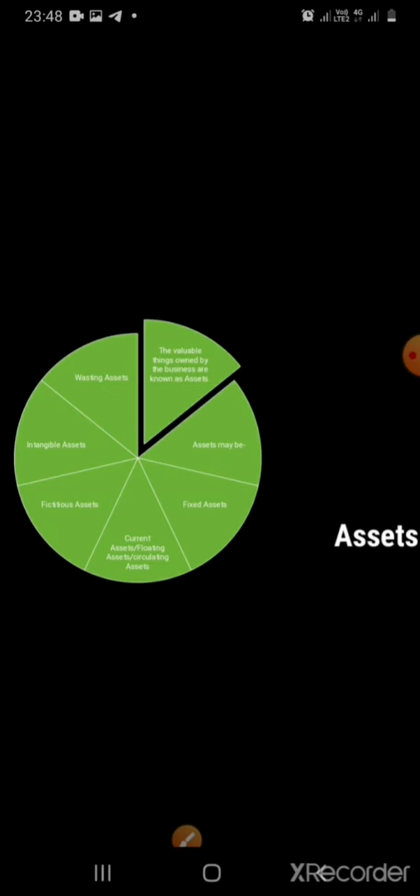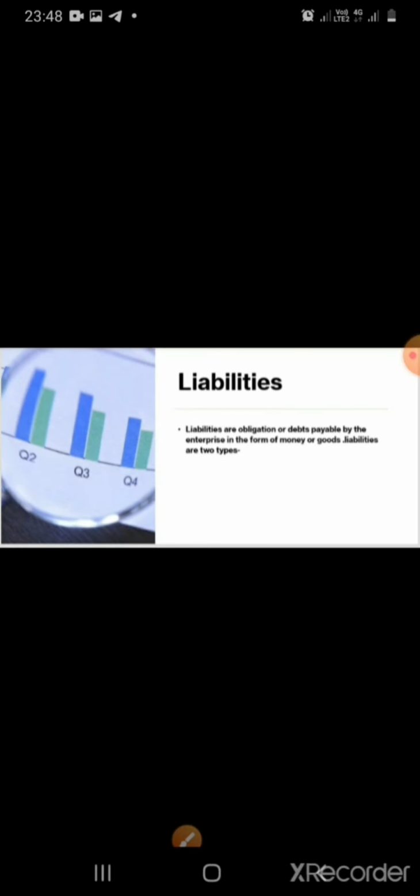Next, let us see about liabilities. Liabilities are obligations or debts payable by the enterprise in the form of money or goods. That means debt payable, or otherwise called obligation, that should be paid by the enterprise. It may be in the form of money or in the form of goods.